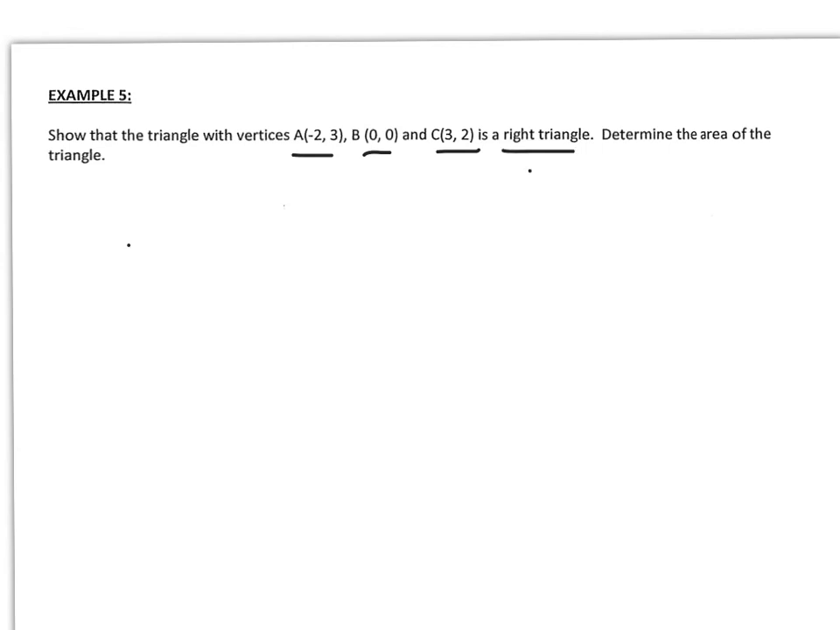Show it's a right triangle. Again, this should lead to you thinking of 90 degrees. When we're talking about vectors, dot product is equal to 0. If you like, you can do a little sketch of the triangle as well.